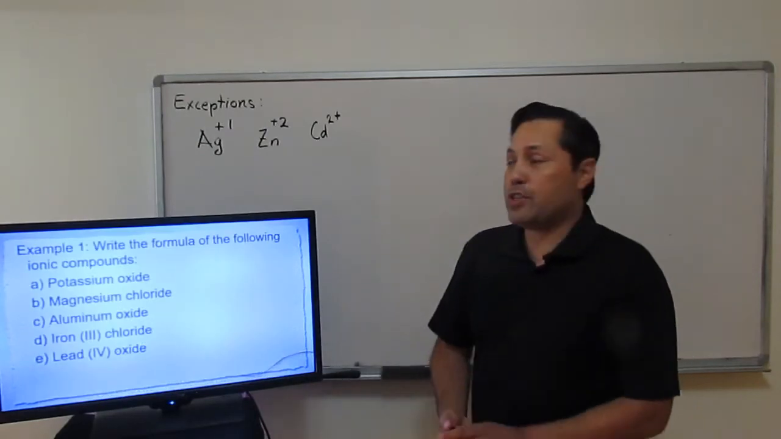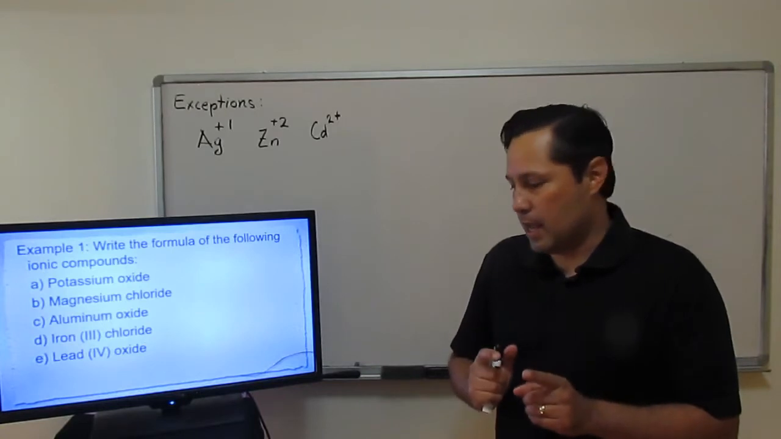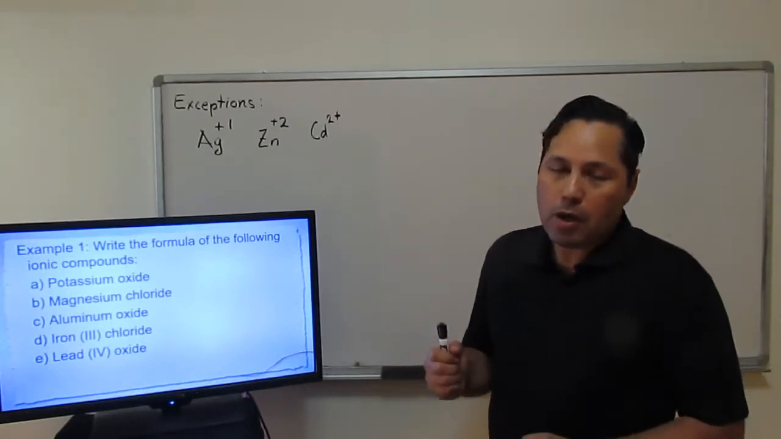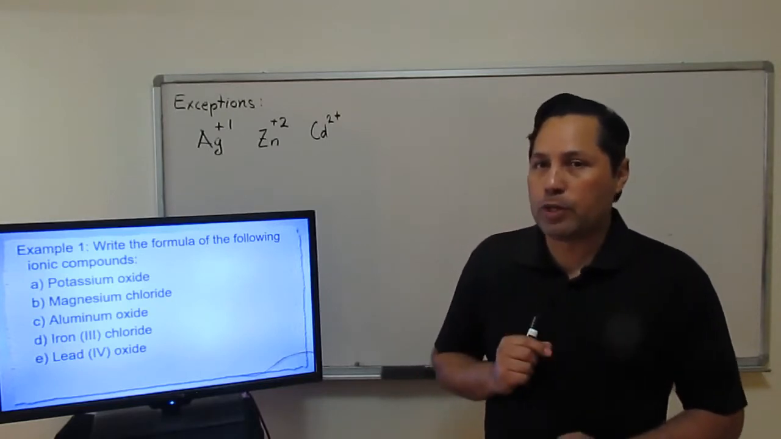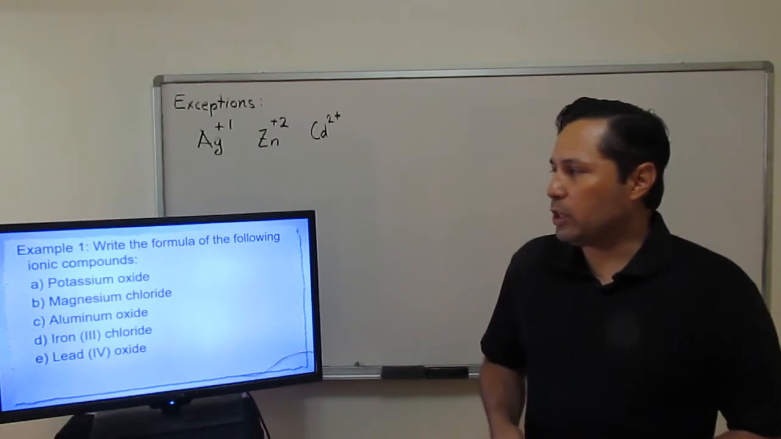So for our first example, you get the name, and from the name they want you to let us know what the formula is. First we need to figure out the symbol for each element and the charge. So we will need the periodic table for that.